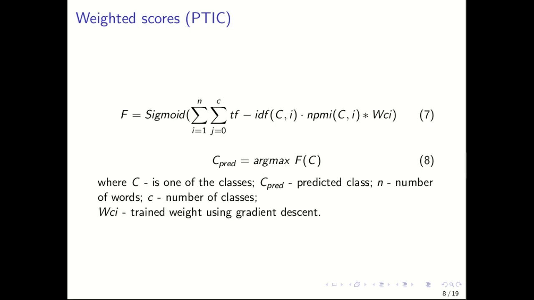Because PMI is not directly designed for classification tasks, for the current CAMDA challenge, we decided to add additional weights trained using gradient descent. In equation 7, you can see a variant for binary classification, but it can be easily adapted for multi-class classification. This approach has a little drop in speed, but it notably improves accuracy compared with classical TIS.